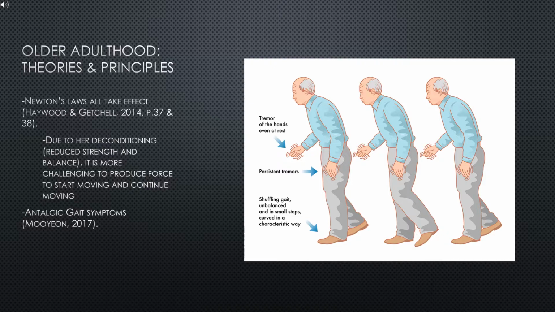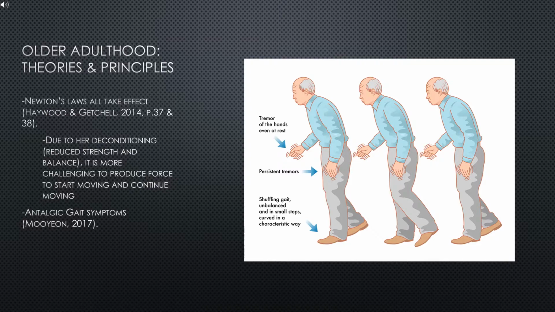And then also with Newton's third law, to every action, there's an opposite and equal reaction. Even though she is older and different things like that, the floor is still pushing up against her in the same way that it always has. And since she is, again, not as strong and deconditioned, it actually takes a lot of her energy to move across the floor, which then is a big reason why she probably doesn't pick up her feet as much and kind of slides across the floor.